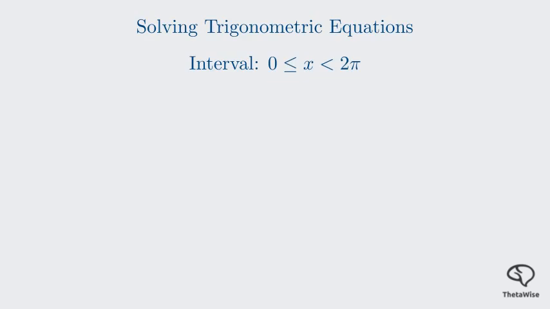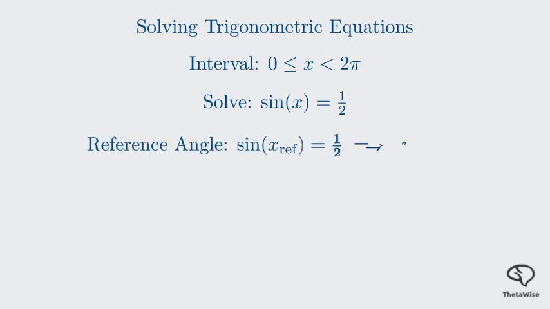Let's start with an example. Suppose we want to solve sine of x equals 1/2. We're looking for the angles x between 0 and 2 pi whose sine is 1/2. The first step is to find the reference angle. This is the acute angle in the first quadrant that satisfies the equation. We ask ourselves, what angle has a sine of 1/2? From our special triangles, we know this is 30 degrees, or pi/6 radians. This is our reference angle.